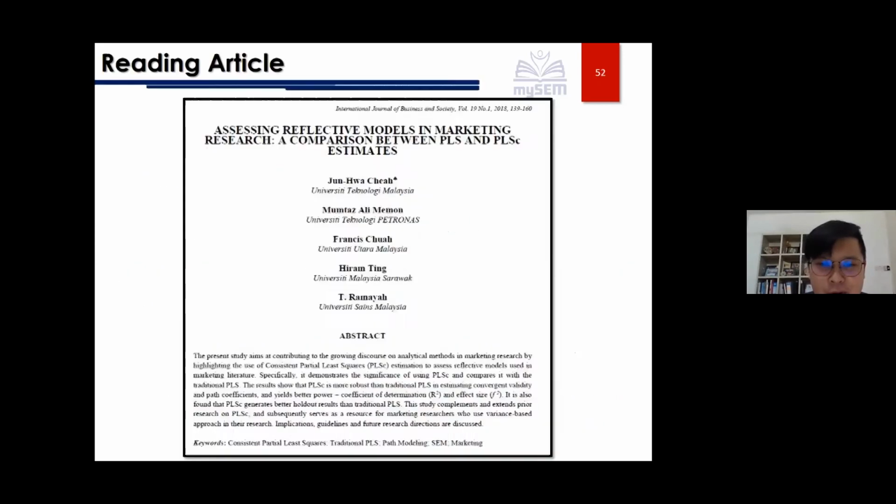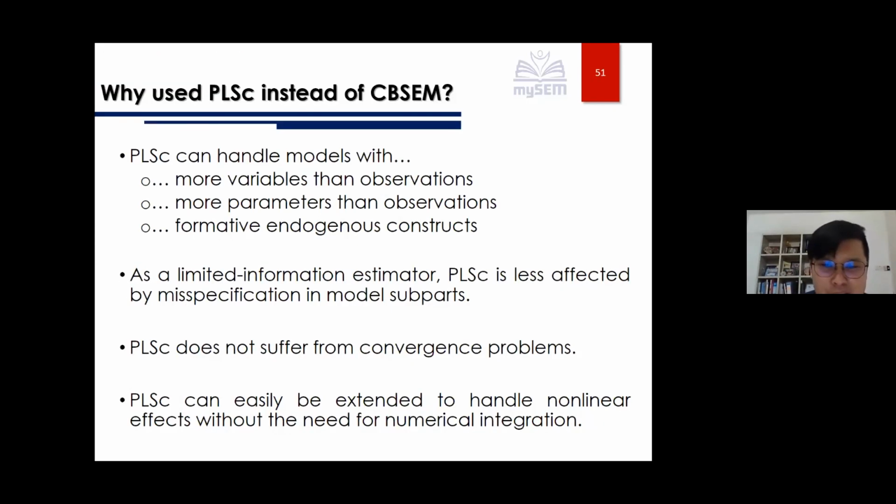So I hope you get some knowledge about PLSc. But I'm going to stop here for a while. I will show you all how to use the software to perform PLSc. Super easy. But before that, I will look into the questions, to see if you guys have any questions.